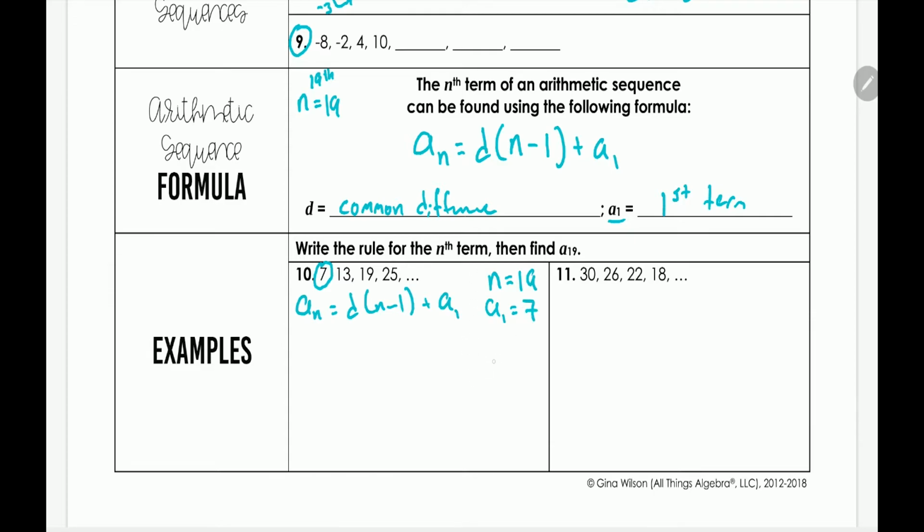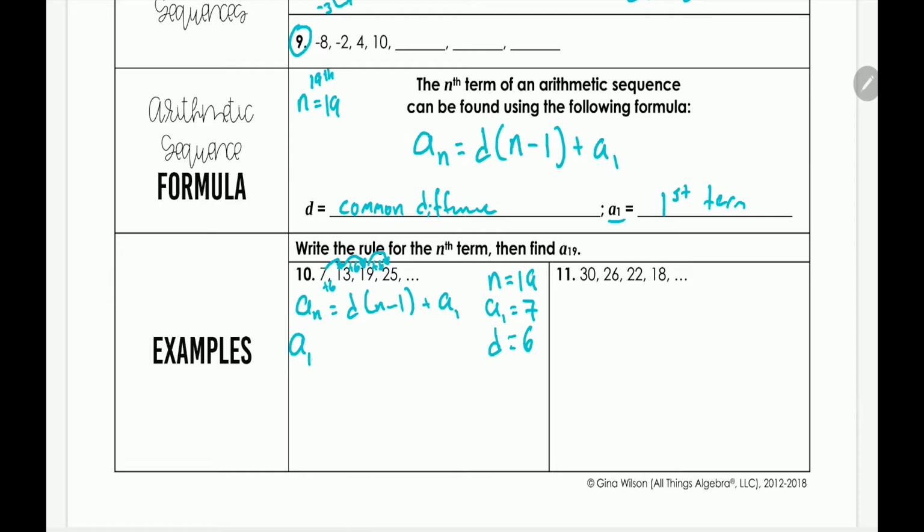The next thing we have to do is find the common difference. Looking at this, going from 7 to 13, we add 6. Going from 13 to 19, we add 6. Going from 19 to 25, we add 6. So I can say that the common difference is going to be 6. Next, we're going to substitute in everything that we need. n is going to be changing into 19, a sub 1 is going to be changing into 7, and d is going to be changing into 6.